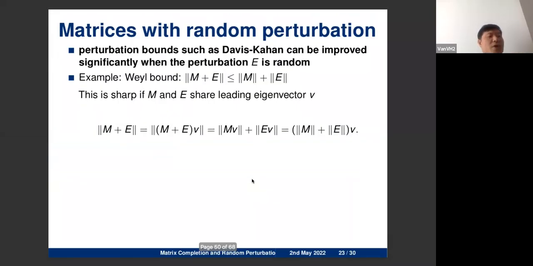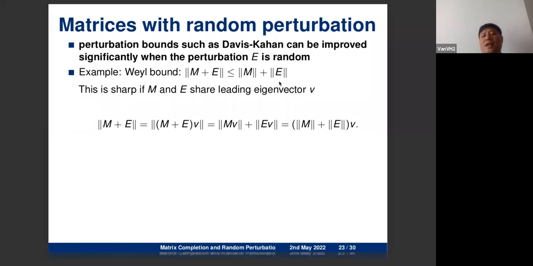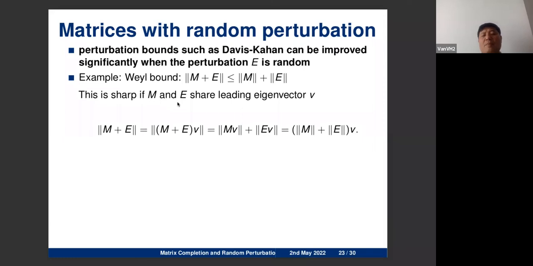Let me illustrate it with probably the most basic example you can think of about perturbation bounds, which is the Weyl bound, right? We care about the spectral norm of the matrix, and you perturb a matrix by E, and you want to know how much the spectral norm changes. We know that the norm of M plus E is at most the norm of M plus the norm of E, and we have a similar left-hand side as well. So the norm changes by at most the norm of E. We all know that, and we use it in everyday life. And we know that it's also sharp if M and E share the leading eigenvector, right? So if they share a leading eigenvector V, then the norm of M plus E is just the norm of M plus E times V, which is the norm of MV plus the norm of EV, and it is just the sum of the two norms.